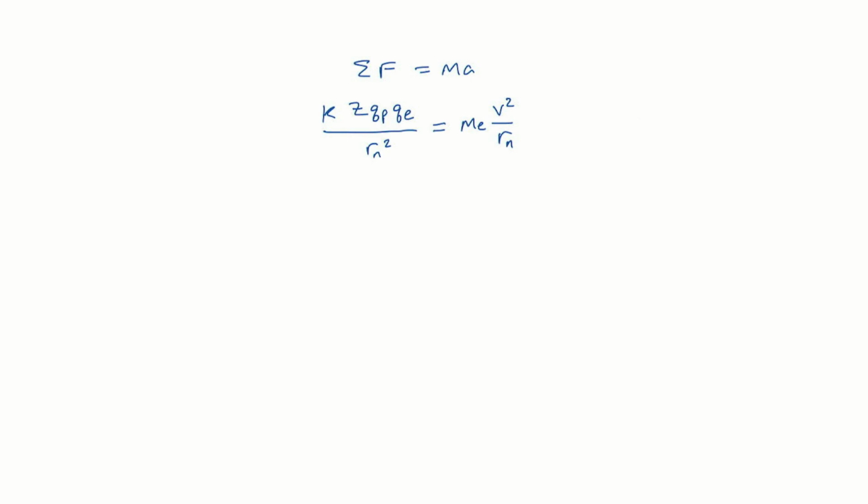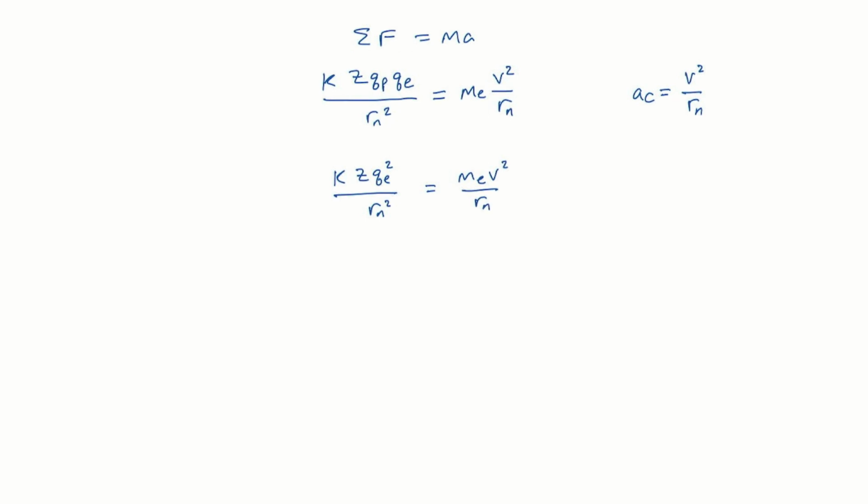And this is because a sub C is V squared over R, and in this case, R sub n. Okay, and so we're using magnitudes, so let's set Q sub P equal to Q sub E. And so now we have K Z Q sub E squared over R sub n squared equals M sub E V squared divided by R sub n.